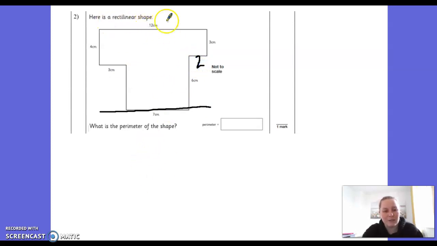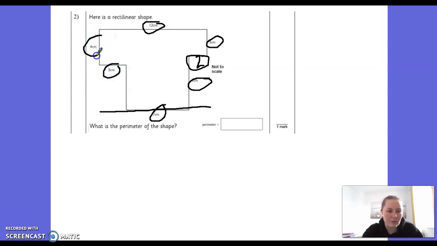And then you're adding, so you're adding up 12, 3, 2, 6, 7, 3, and 4. Those are your numbers to add. And you should get the answer 42 centimetres. So well done if you got that.